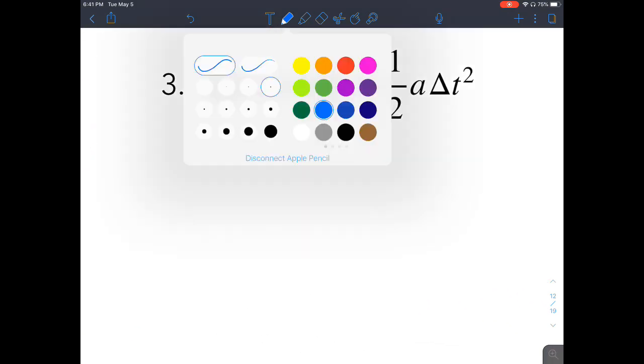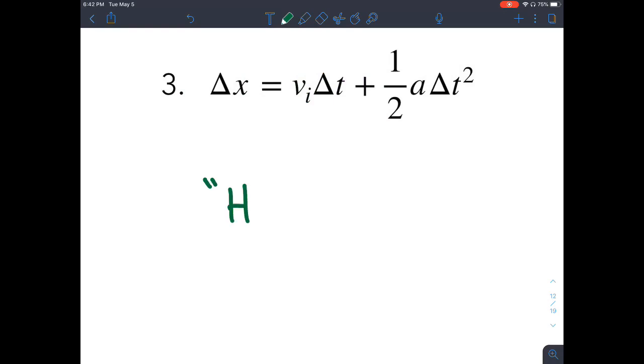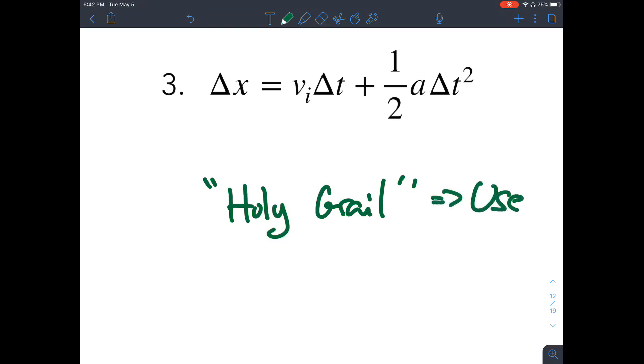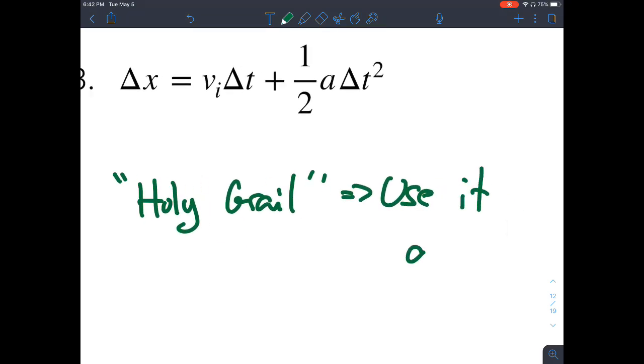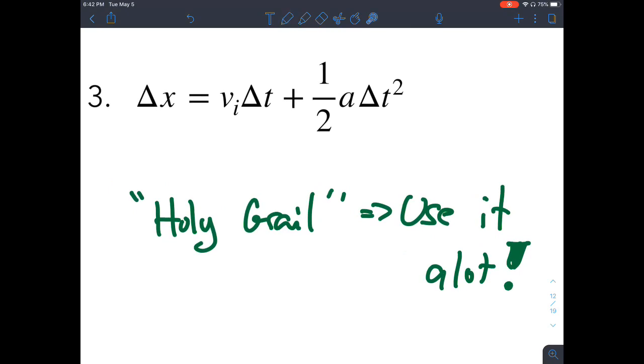This number 3, I like to call this one the Holy Grail. Okay, that means you use it a lot. Okay, it's super powerful. It's used in a bunch of different ways, and it goes like this. You've got a change in distance, a change in displacement is going to equal your initial velocity times a change in time plus 1/2 acceleration times your change in time squared.